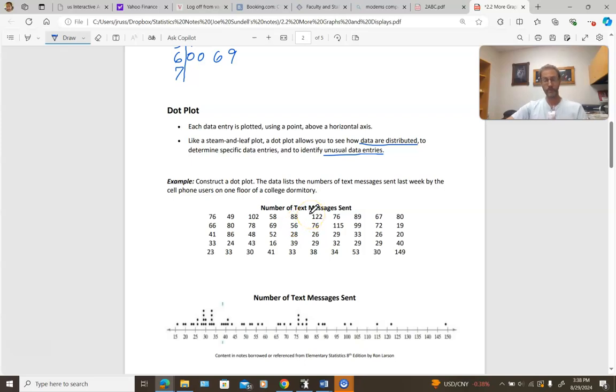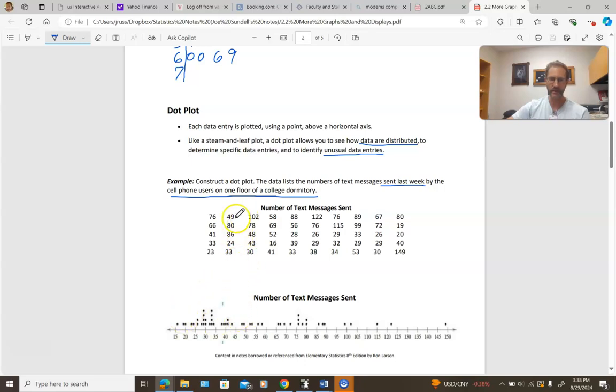So the range of number of text messages sent, and I'm assuming this is over the last week. Okay, these are cell phone users on one floor of a college dormitory. These numbers actually seem quite low to me. Maybe if this was when texting was in its infancy, I might be more prone to believe this. But in any case, we've got all the data plotted here.